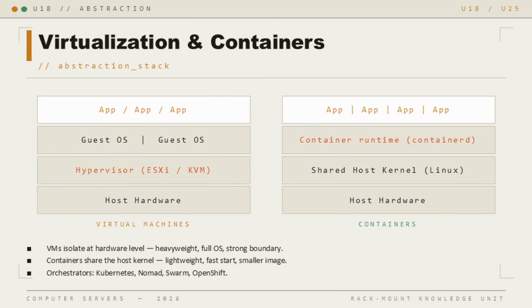Containers, on the other hand, share the host operating system's kernel and package only the application and its dependencies. As a result, containers are much lighter, start almost instantly, and allow many more workloads to run on the same hardware. VMs are typically preferred when strong security boundaries, legacy application support, or multiple operating systems that are isolated at the hardware level are required.